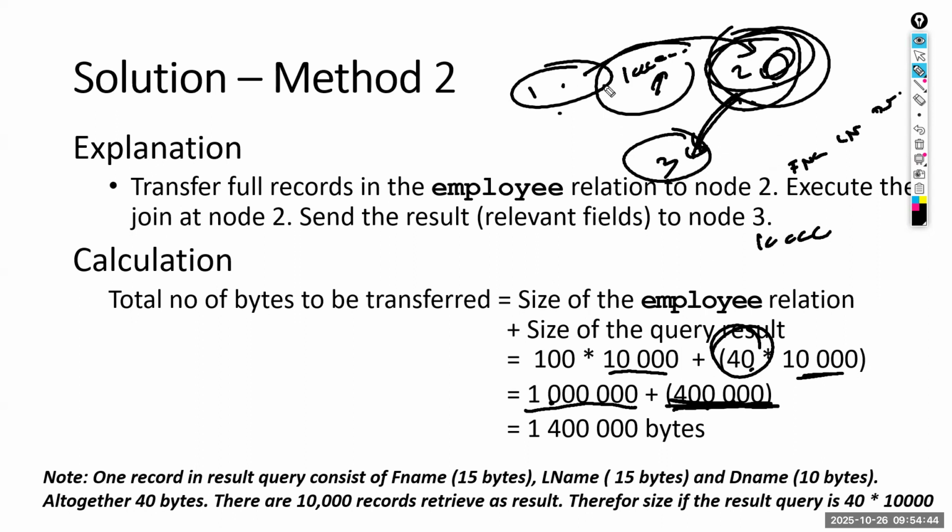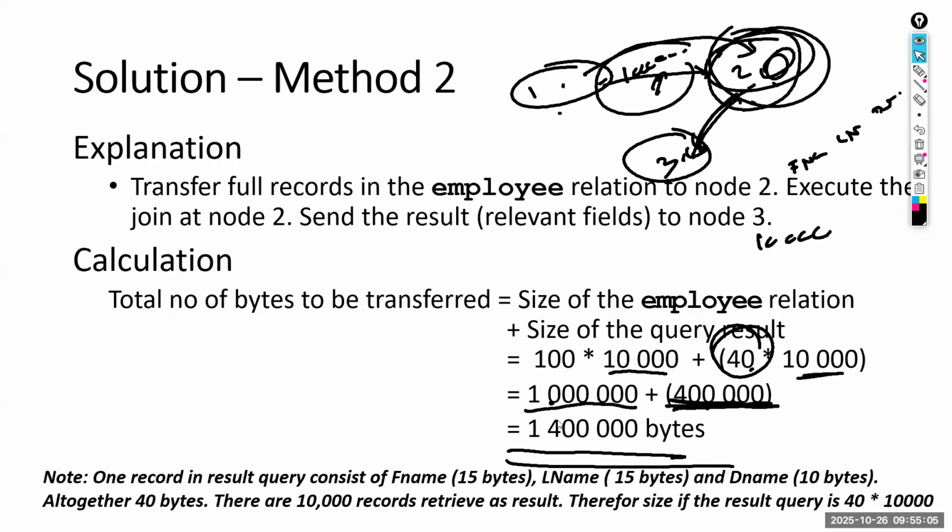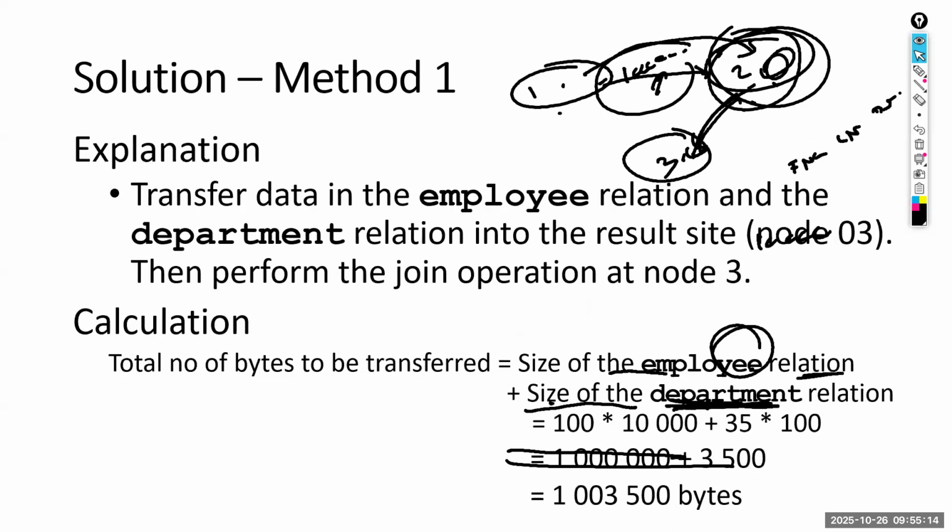So therefore, what is the total data transfer? From here to here, 1 million, here to here, 400,000. 1,400,000 bytes. Now earlier, 1,300,500. Actually, this is a little bit better than this. This is the worst actually, because this is 1,400,000. Okay, 1,400,000.